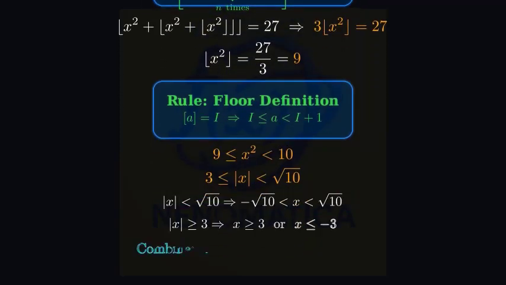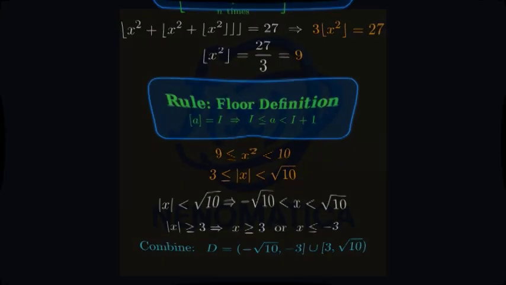From the upper bound, we have negative square root of 10 less than x, and x is less than positive square root of 10. From the lower bound, either x is greater than or equal to 3, or x is less than or equal to negative 3. Combining both conditions gives two solution pieces: from negative square root of 10 to negative 3, including negative 3, and from 3, including 3, up to square root of 10.